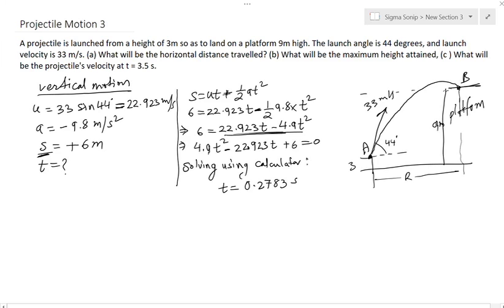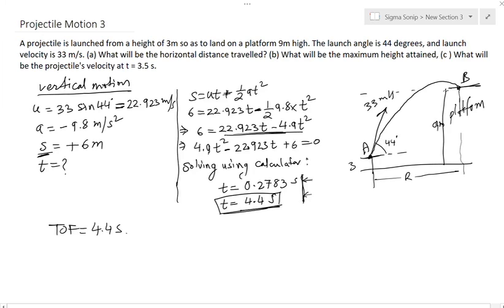We get two answers: 0.2783 seconds, and the other is t equals 4.4 seconds. What this is telling you is that these are the two times at which your object is at a height of 6 meters above 3. The first time is when the object is going up, and the second time is when the object has basically landed. So our time of flight is t equals 4.4 seconds.